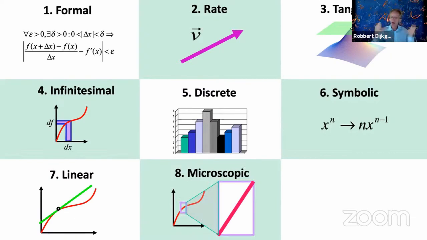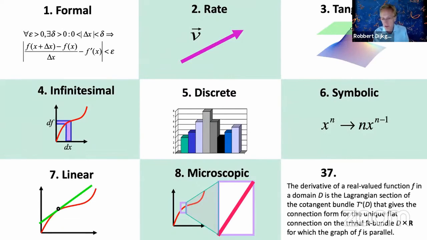Or think of it as microscopic, zooming in on a function. If you zoom in, every function becomes linear. And then at some point, Thurston says, well, definition 37, for him, that the derivative of a real function f in a domain D, well, you can read it, is a Lagrangian section of a cotangent bundle. And Thurston describes that there was a moment where definition 37 was the appropriate one for me.